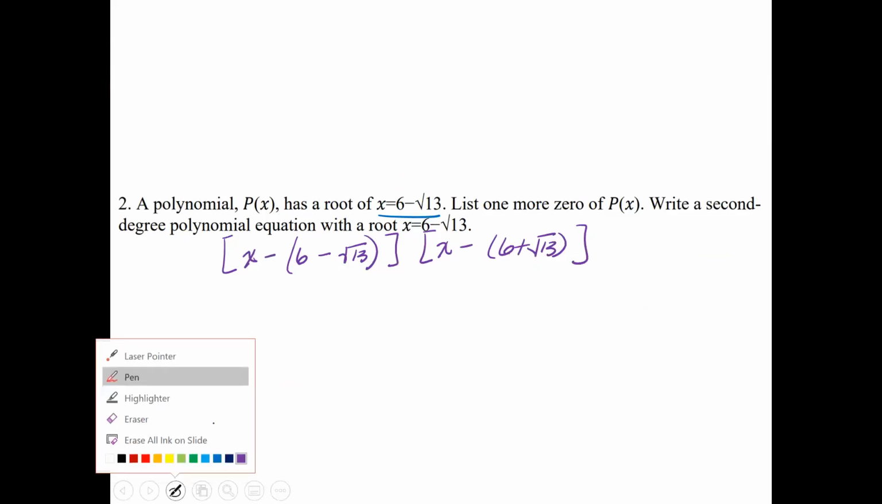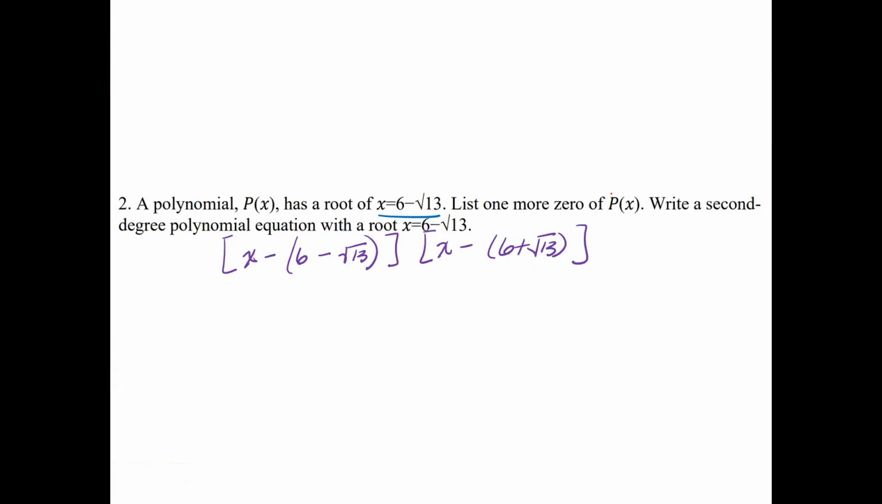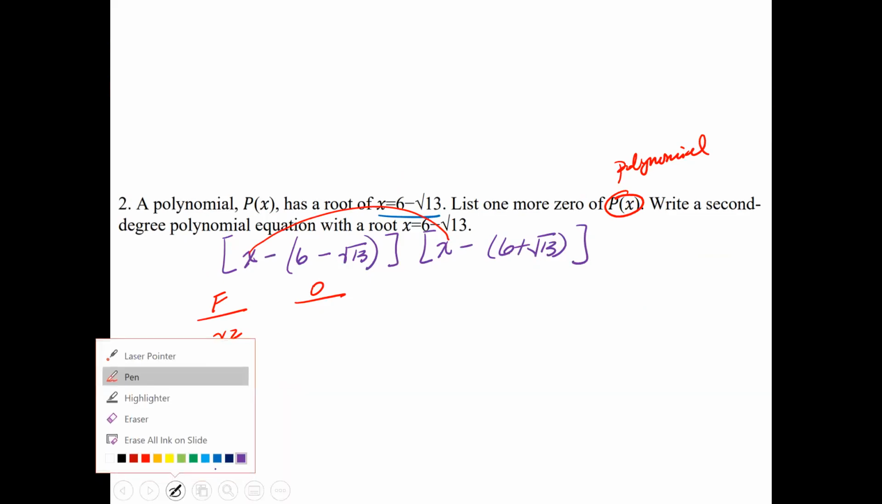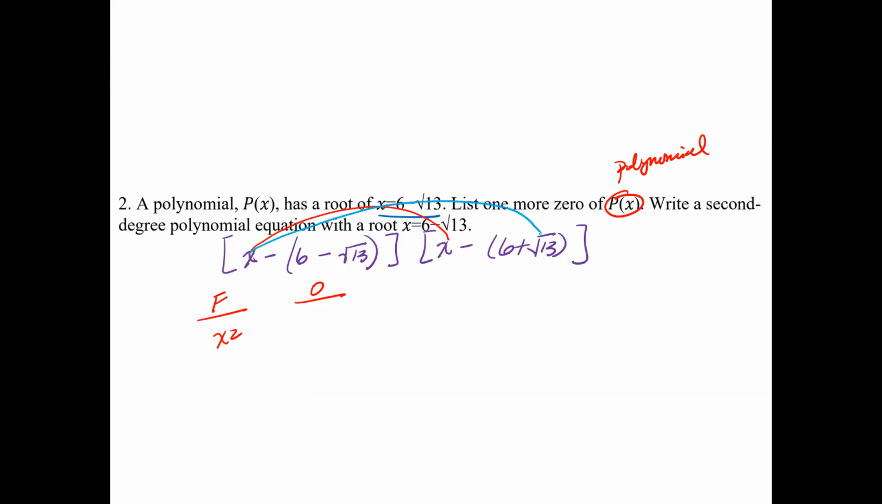So then what we're going to do with this is you would have to FOIL to actually find the p of x, which is going to be your polynomial. And so with FOIL, your first is just going to be x and x, which gives you an x squared. Your outer is going to be your x and -6 plus square root of 13. So that's going to give you a negative x, parentheses 6 plus the square root of 13.